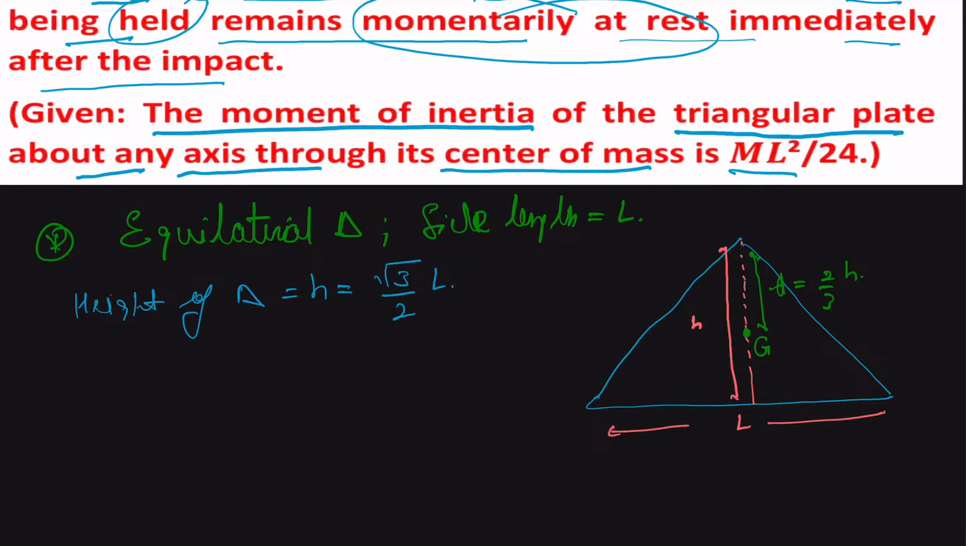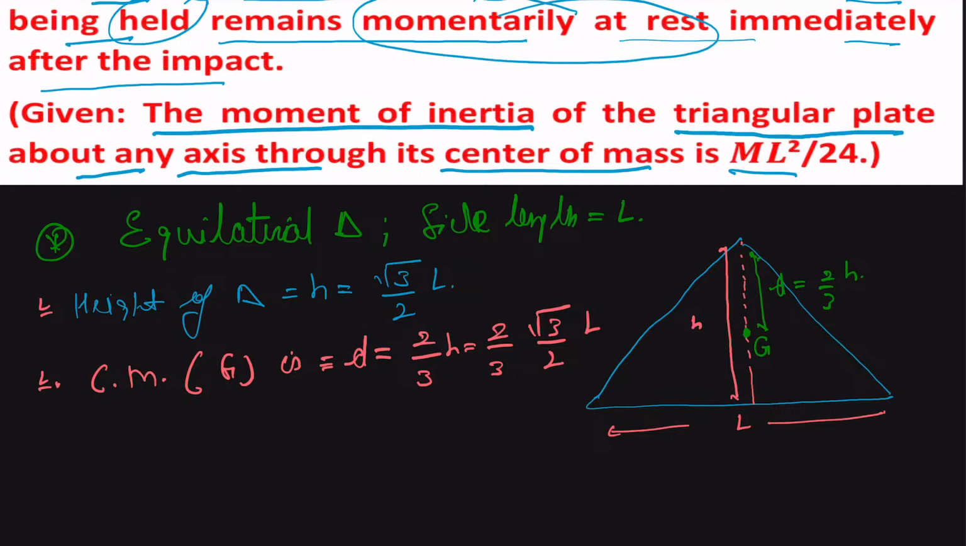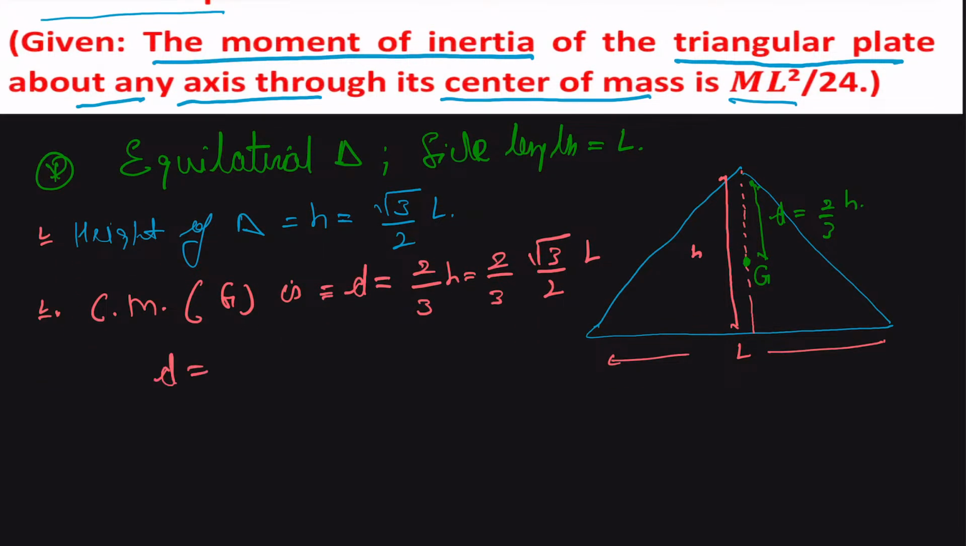So we can say that our center of mass, denoted as capital G, is at a distance d, and it will be equal to 2/3 times h, and we substitute the value of h, that is 2/3 times √3/2 times L. So we can say that our d will be equal to L by square root of 3, and let us call the vertices A, B and C. So this is with respect to point A, and point A is nothing but the holding point. So we are holding from this end, from the point A.